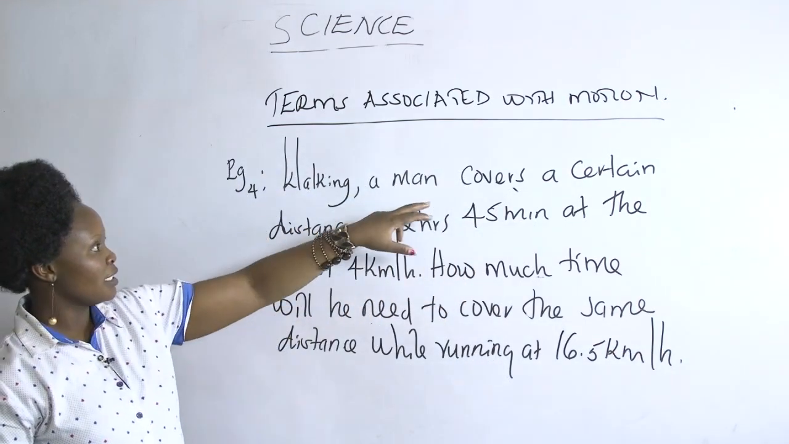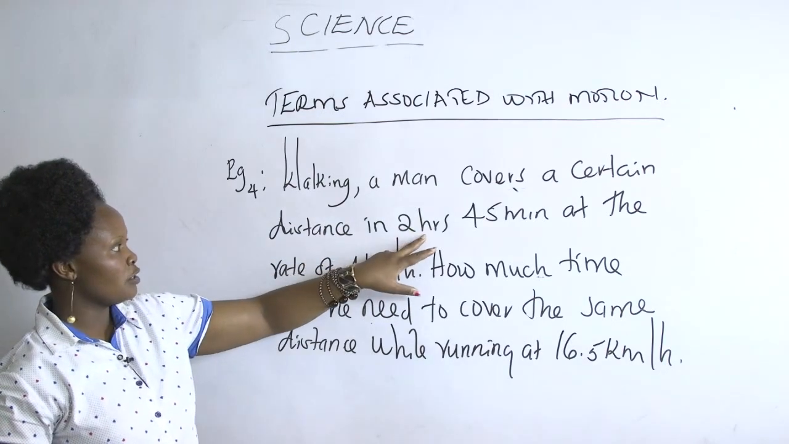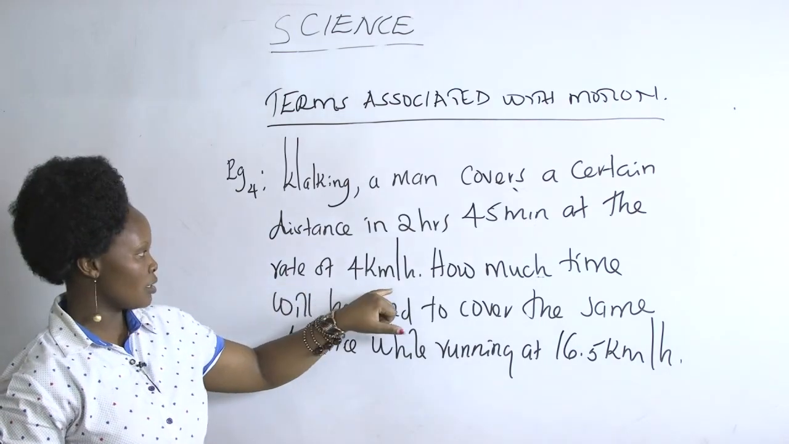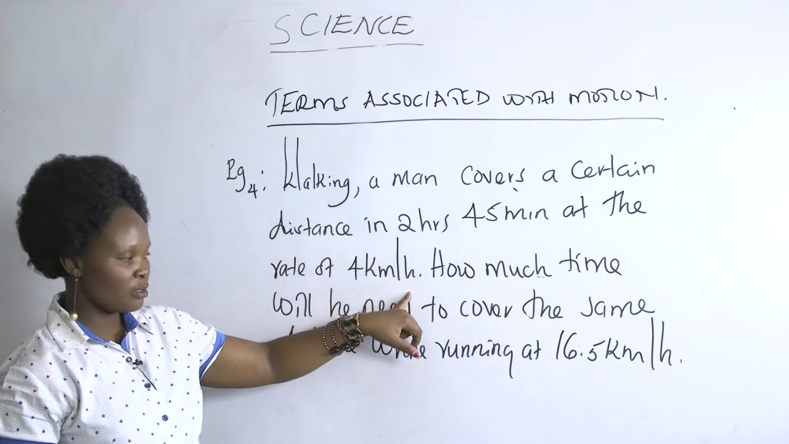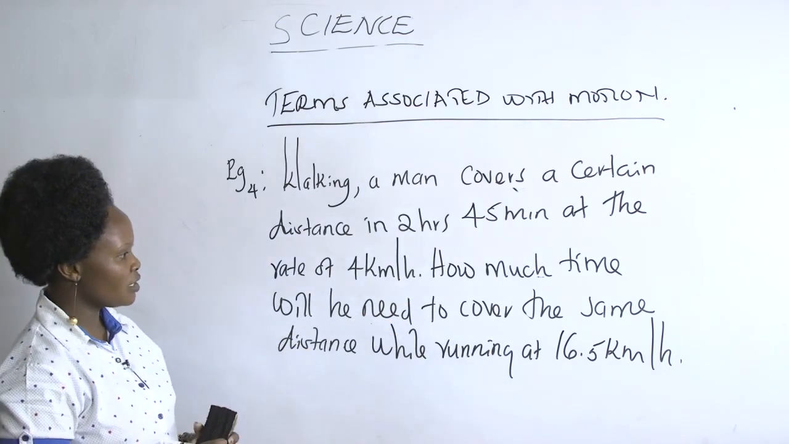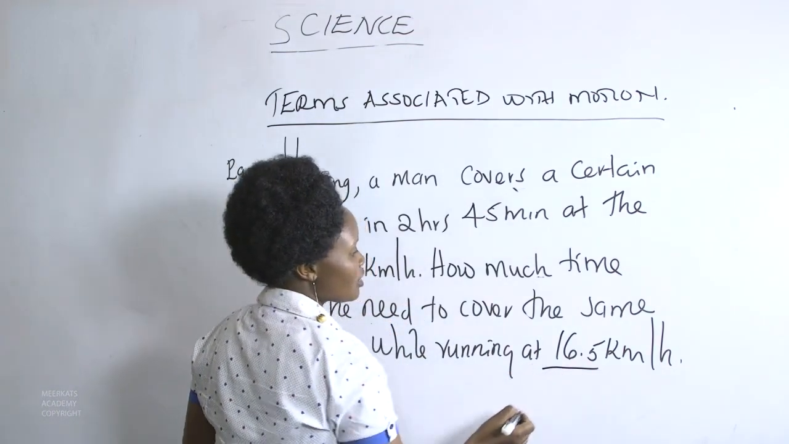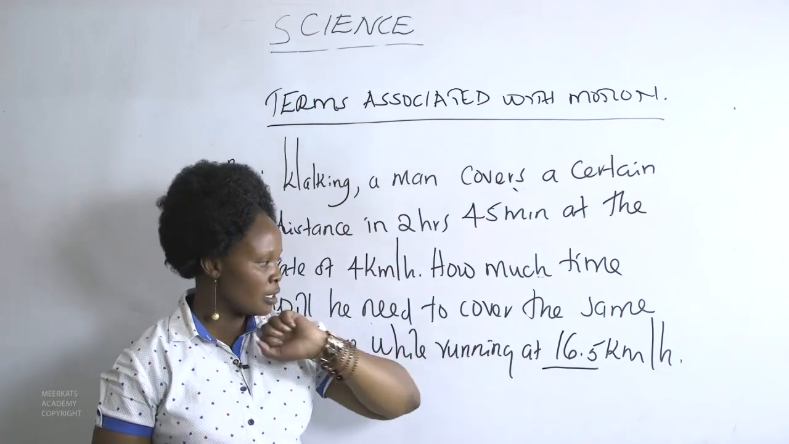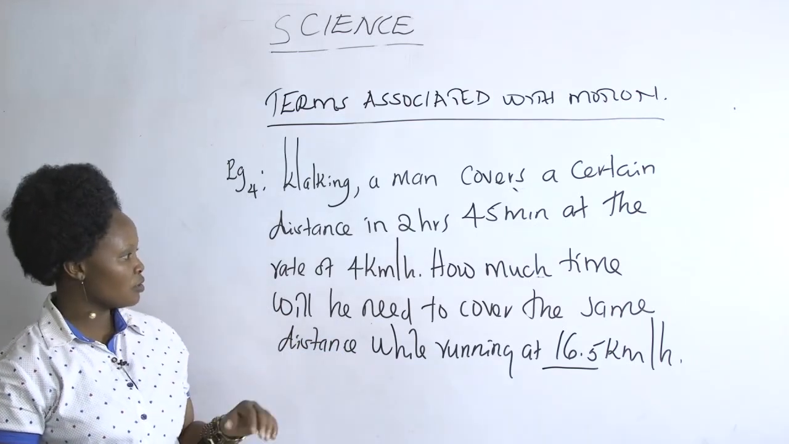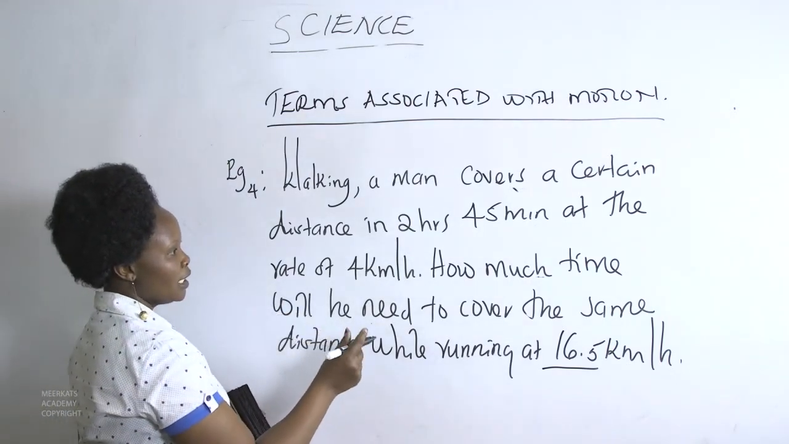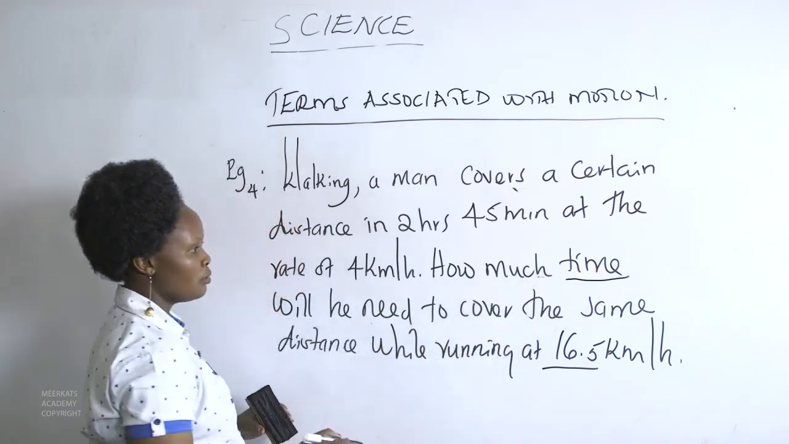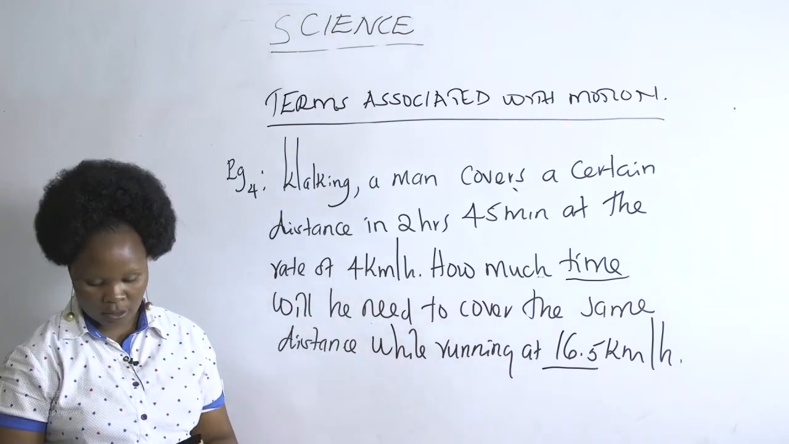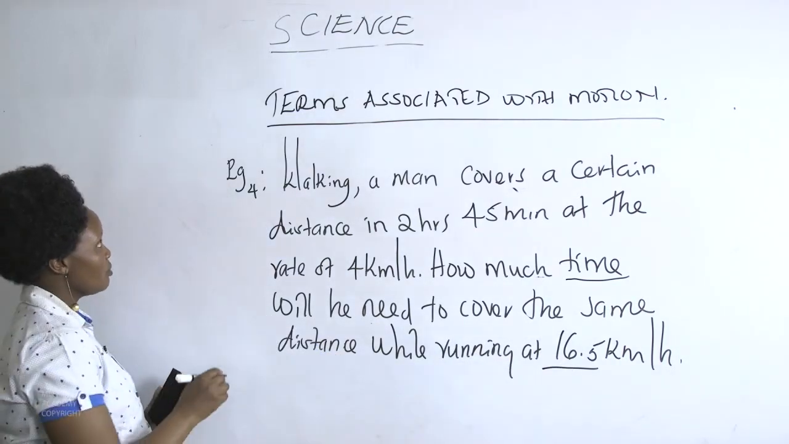A man covers a certain distance in 2 hours 45 minutes at the rate of 4 kilometers per hour, that is, while walking. If he decides to run, the speed improves to 16.5 kilometers per hour. Now the question requires us to get the time he will take if he decides to run through the same distance.